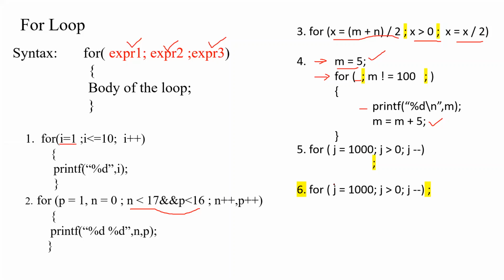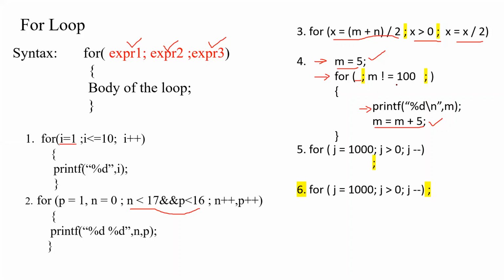Got it? So here in each iteration, instead of m plus plus, what happens? We will be incrementing only by 1. But if we are giving m equal to m plus 5, we will be incrementing the m value by 5. And yesterday I told what will be the values of m printed. In the first iteration of the for loop, it will be printing 5. And then the m value will be incremented by 5. In the next iteration, it will be printing 10. Then it will be 15.